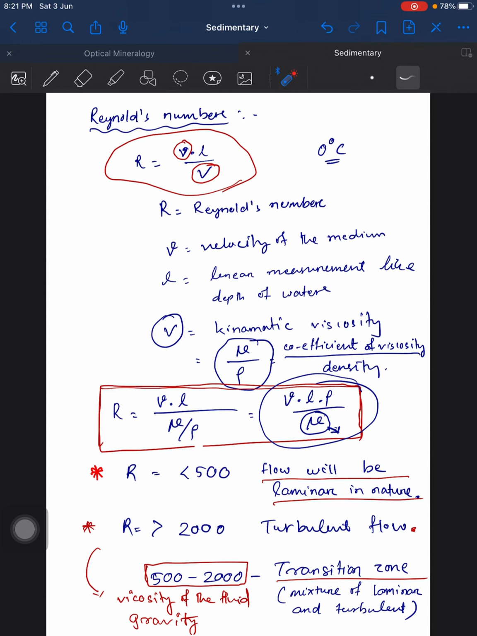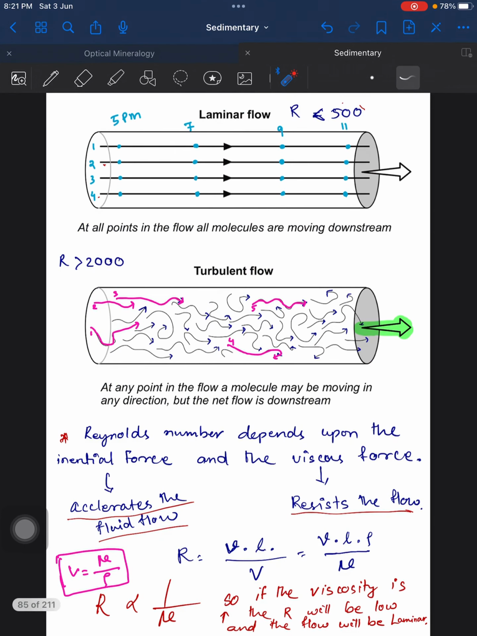Okay, so 500 कब होता है हम देखेंगे अभी, and 2000 से ज़्यादा कब होता है देखेंगे. 500 से नीचे कैसे होता है, 2000 से ज़्यादा कैसे होता है हम देखेंगे. So these are the bigger pictures of the laminar flow and turbulent flow. So here the Reynolds number is less than 5.